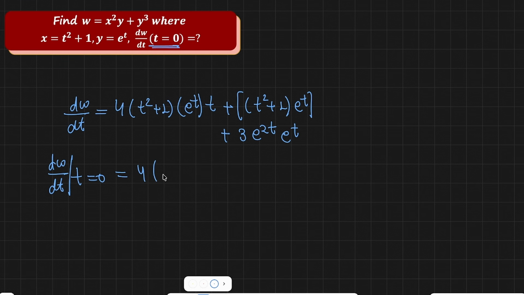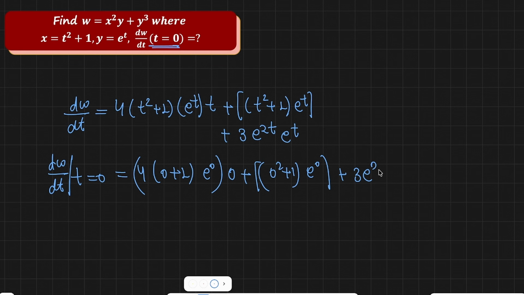So put t equal to 0: 0 square plus 1, e to the power 0, multiplied with 0. Then 0 square plus 1 into e to the power 0, plus 3 e to the power of 2 into 0, into e to the power of 0. The first term will be 0 because it is multiplied with 0. The rest will be 1 plus 3. So the answer is 4. This is how you can easily compute the value at different points.